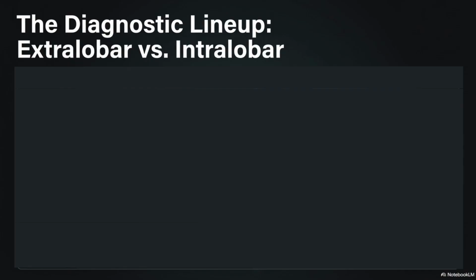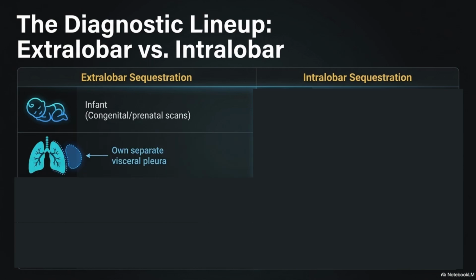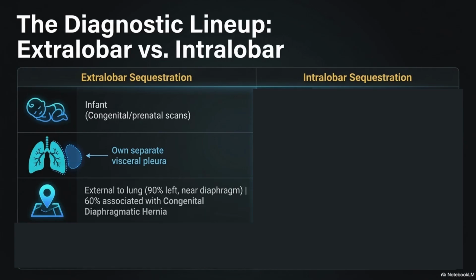You must know how to differentiate the two types of sequestrations. Here's the diagnostic lineup: extralobar versus intralobar. For extralobar, think infants. This is usually found on congenital or prenatal scans. It has its own separate visceral pleura and sits external to the lung, 90% of the time on the left near the diaphragm. Crucially, 60% of these cases are associated with a congenital diaphragmatic hernia, and venous drainage goes to the systemic azygous system. Compare that to intralobar.